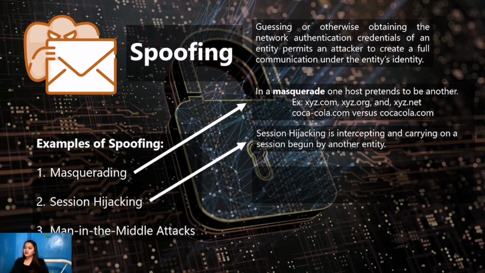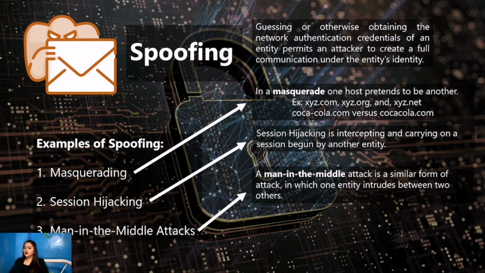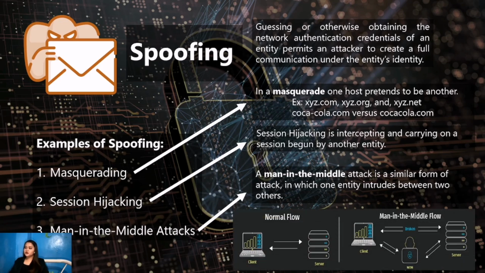Next is the man-in-the-middle attacks. A man-in-the-middle attack is a similar form of attack in which one entity could intrude between two others. This picture shows the normal flow versus the man-in-the-middle flow, wherein we can see that in the normal flow, it is just the client and the server only. However, in the man-in-the-middle flow, there is someone between the client and the server. That's why it is called man-in-the-middle.